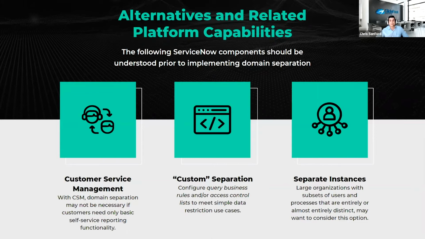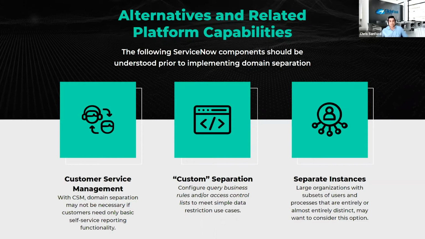If you have a small set of users performing a niche role in your instance that need their access restricted, such as a third-party vendor with a small, distinguishable set of tables that they'll need to access, it's probably not worth implementing domain separation for this use case alone, and instead, you should consider the query business rules option.